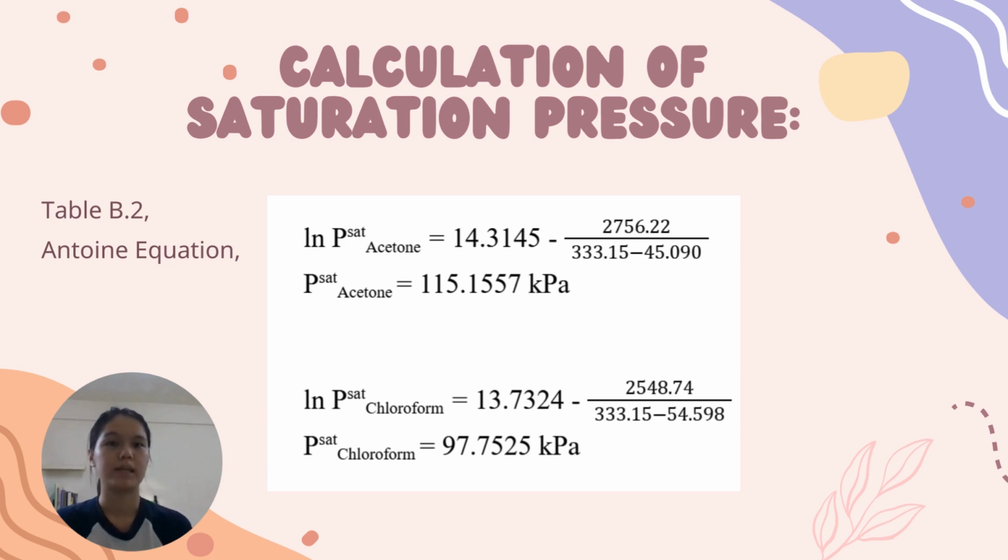Next, let's move to the calculation part. Firstly, we need to calculate the saturation pressure for each species. By using Table B.2 equation, we get that the saturation pressure of acetone is 115.1557 kilopascal, and the saturation pressure of chloroform is 97.7525 kilopascal.